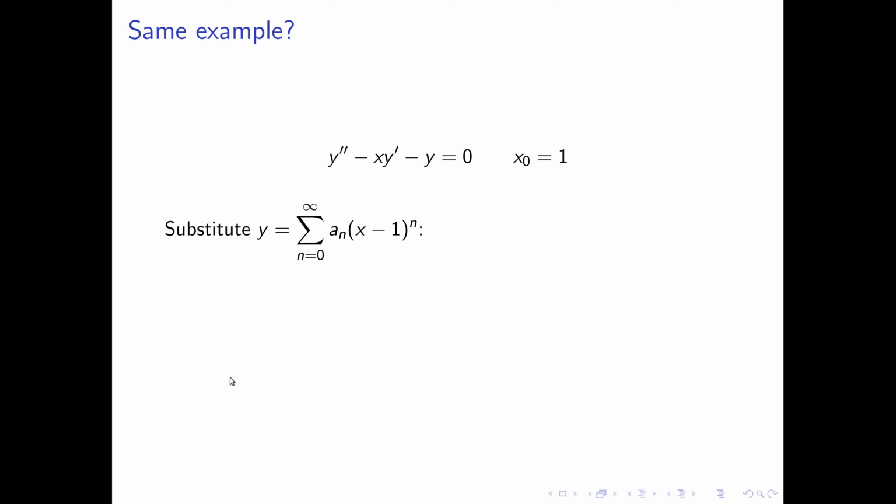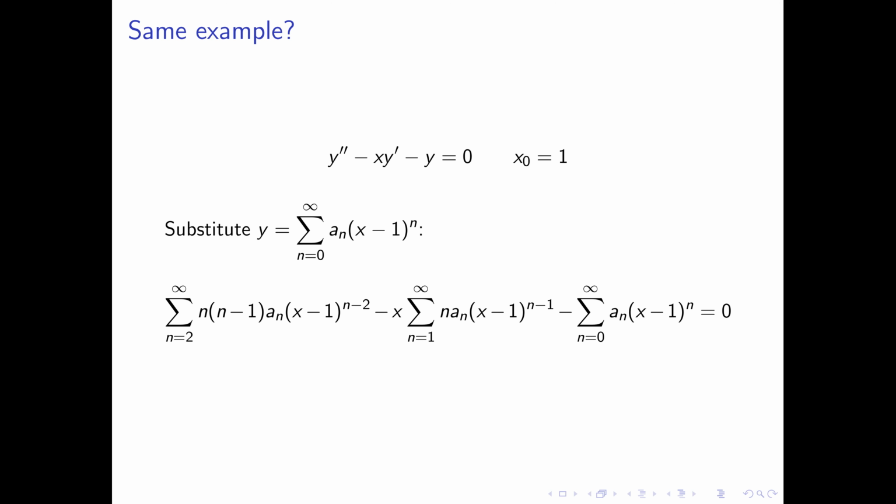So first off, we have to substitute in the sum from 0 to infinity of a sub n. We have x minus 1 to the n power now instead of just x to the n. Okay, so then we want to make the appropriate substitutions for y prime and y double prime. And so there's the second derivative here: n times n minus 1, right, times a sub n, and then x minus 1 to the n minus 2 power. And then we'll go ahead and substitute in for the next one and the last one. Good.